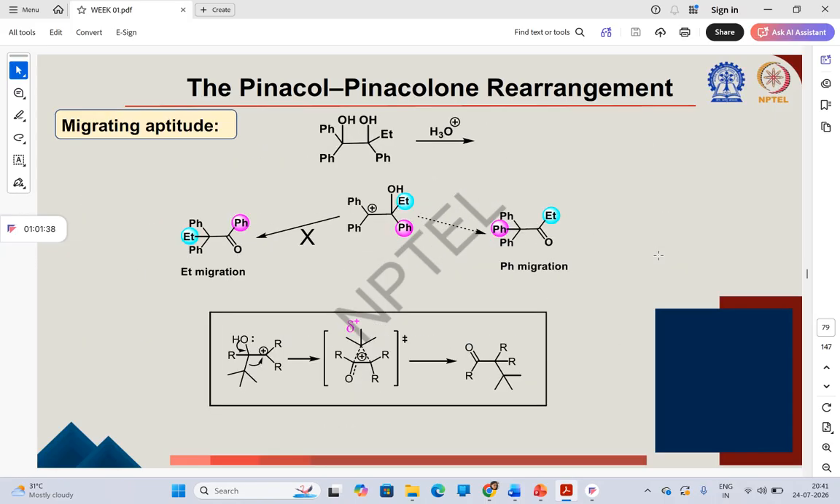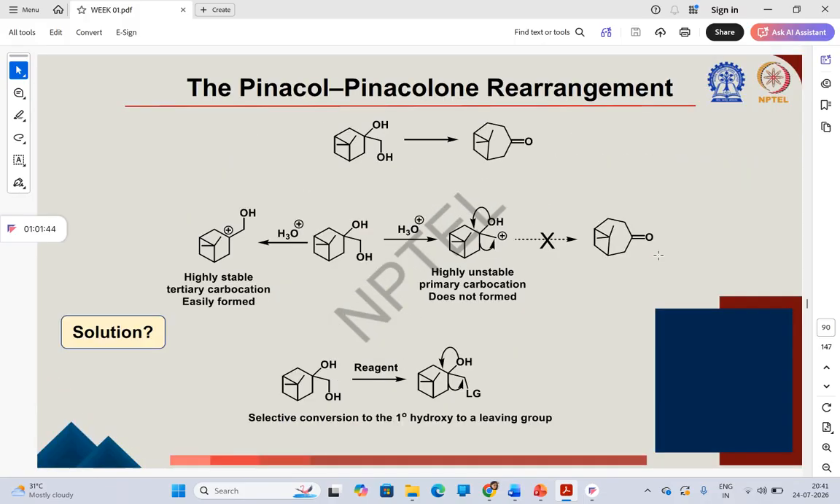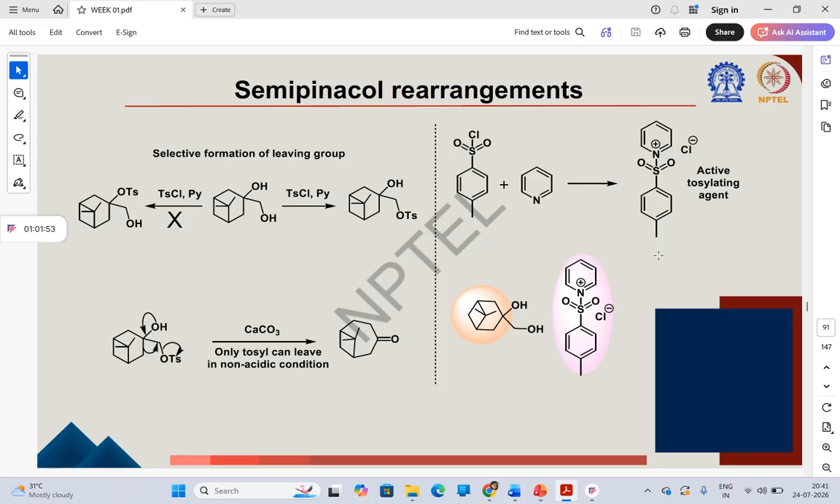After the pinacol rearrangement, we will discuss the semipinacol rearrangement reaction. Why is the semipinacol rearrangement reaction necessary? We can see that in this case we have two hydroxy groups. According to the pinacol rearrangement, H2O elimination will take place and the more stable carbocation will form. Between primary and tertiary, tertiary will form here, right? Then the tertiary carbocation will not give the desired product. Migration will not take place.